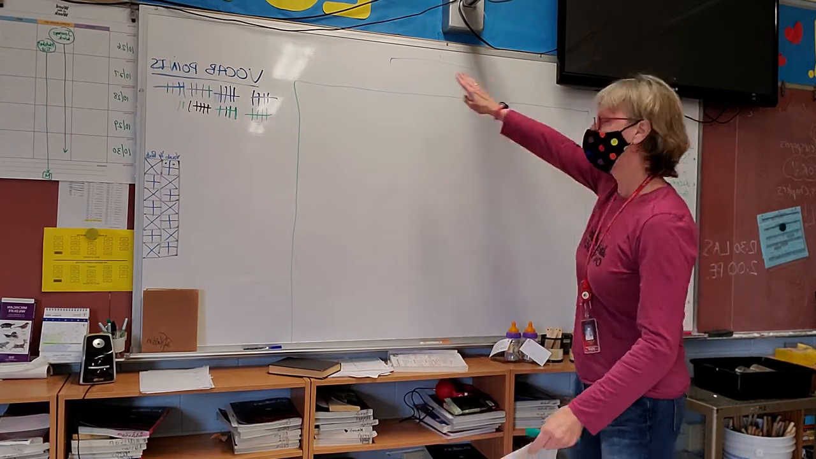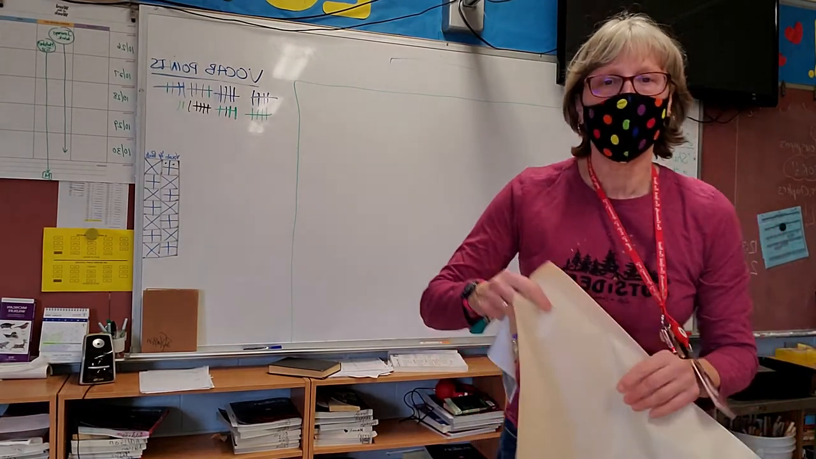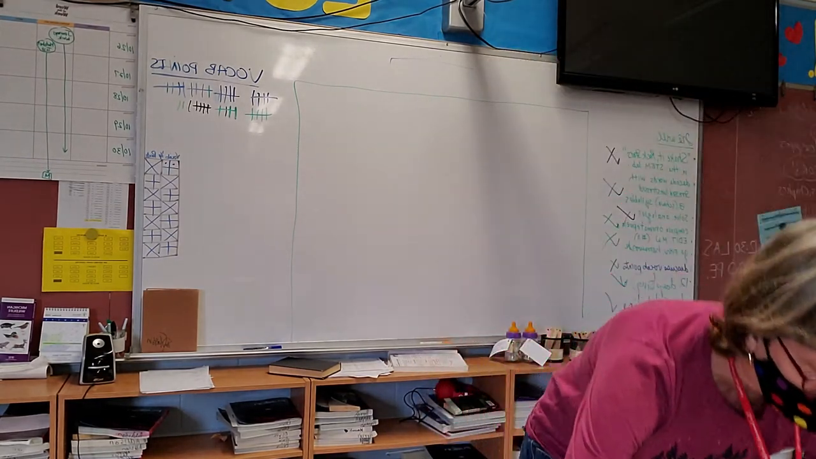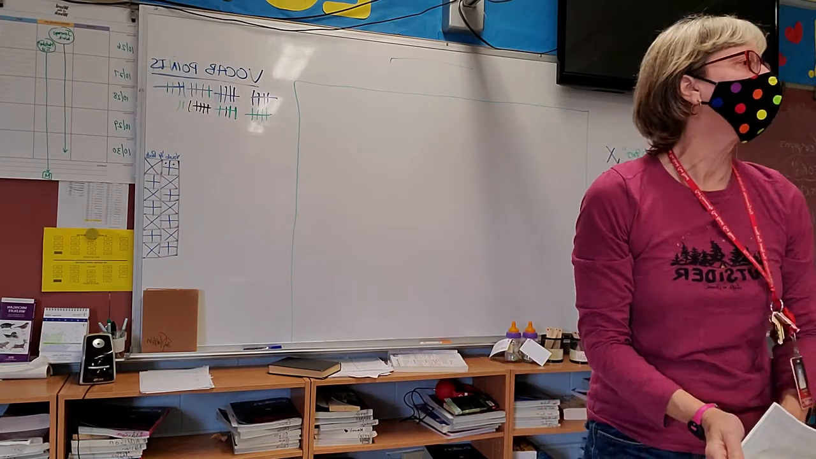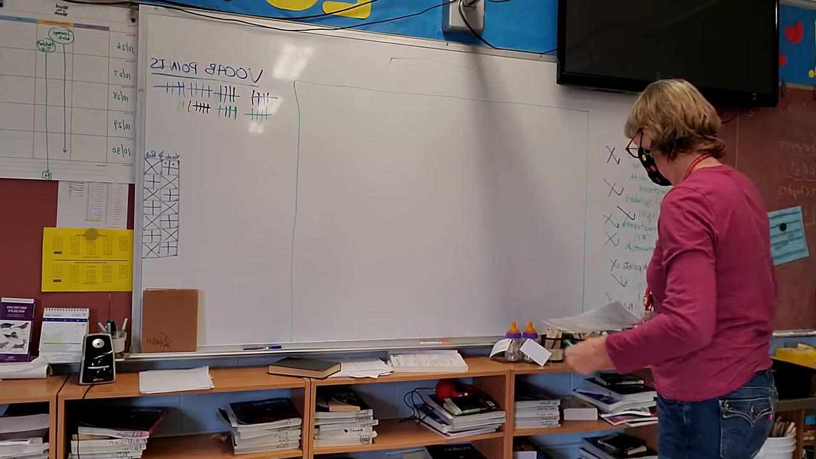I've drawn a big rectangle on the board. People at home, you need a big piece of paper. We're using a paper about this big. If you don't have something that big, then tape two pieces together. And we're first gonna sketch in the outline of the plot line, okay, guys? So we're gonna start with the shape.